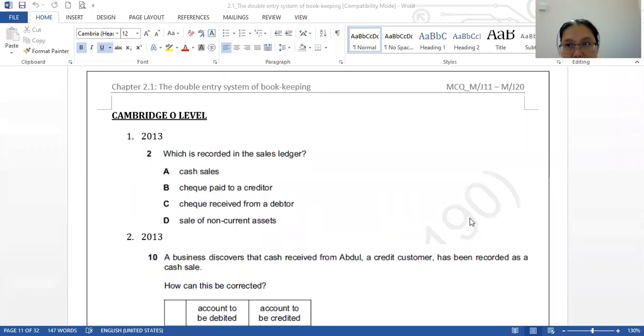This is chapter 2.1, the double entry system, part 2. Part 1 we have done for some time, so we continue with part 2.